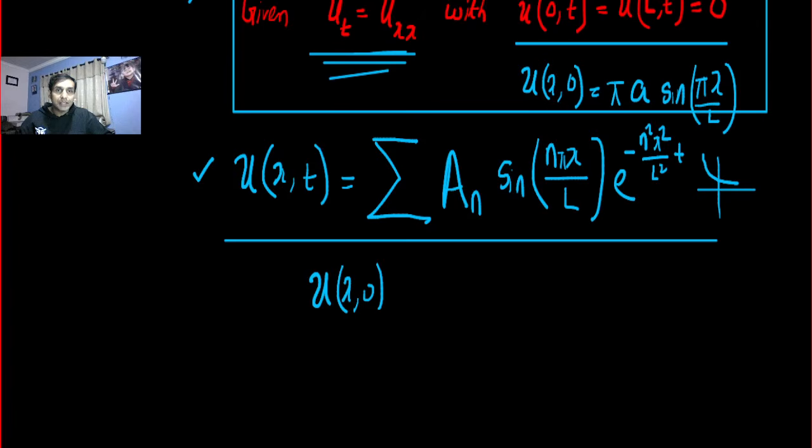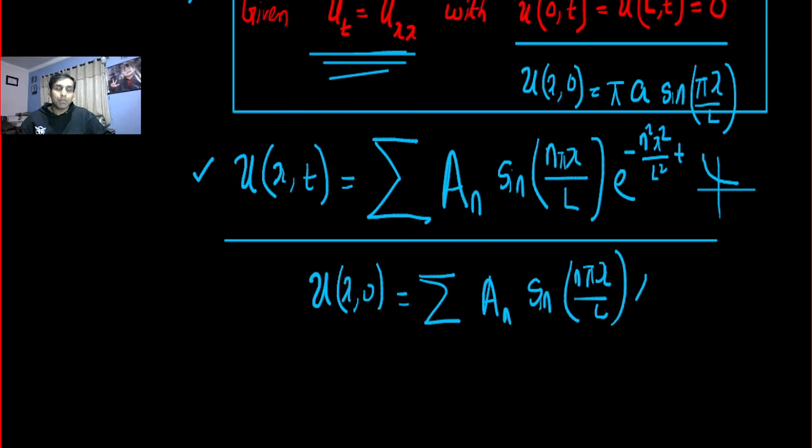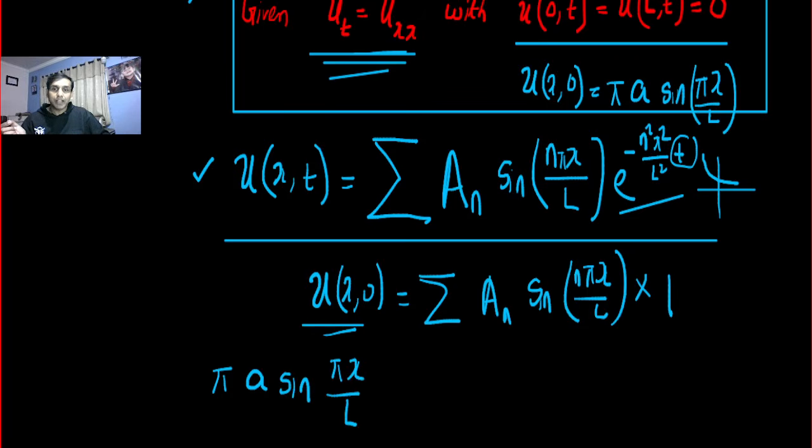And what is u(x,0)? That is equal to sigma an sine n pi x divided by L multiplied by 1, because e power 0, can you see the t factor here? That t becomes 0 and e power 0 becomes 1. Now I'll plug in the initial condition on the left side because it's given the initial value is pi a sine pi x divided by L, equal to sigma an sine n pi x by L.